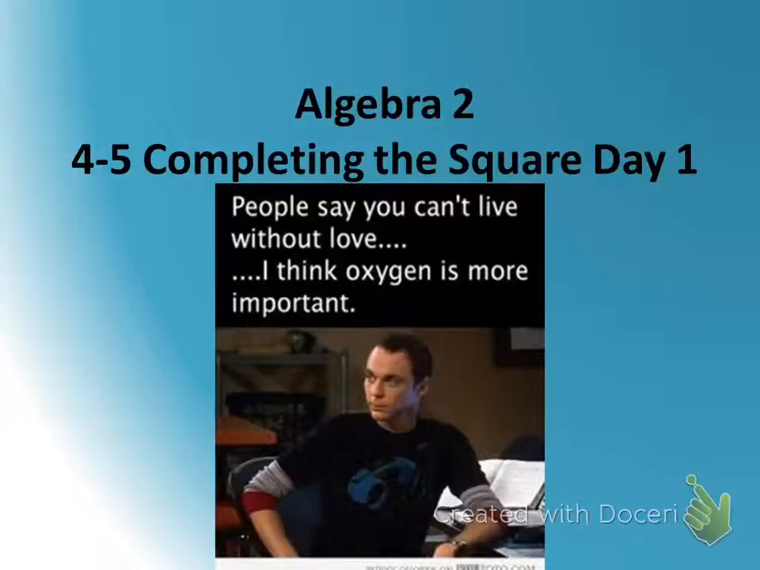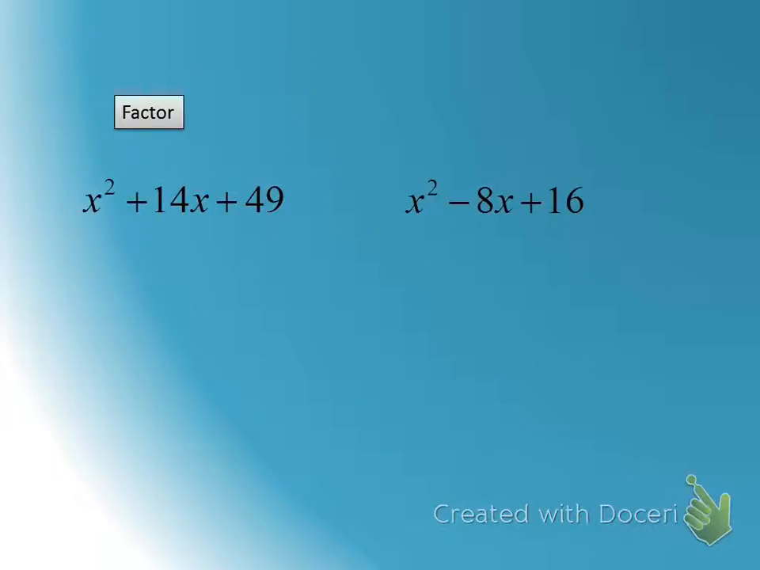Alright, this is going to be 4-5, completing the square day 1. To start, here's 2 questions for you. Factor that. X squared plus 14x plus 49, and x squared minus 8x plus 16.